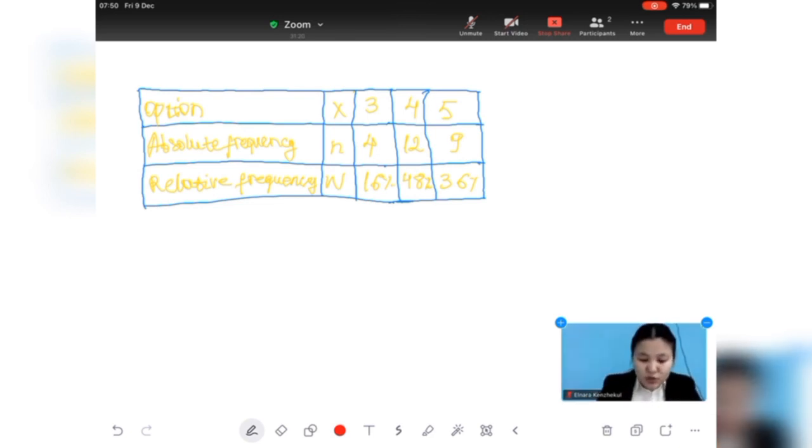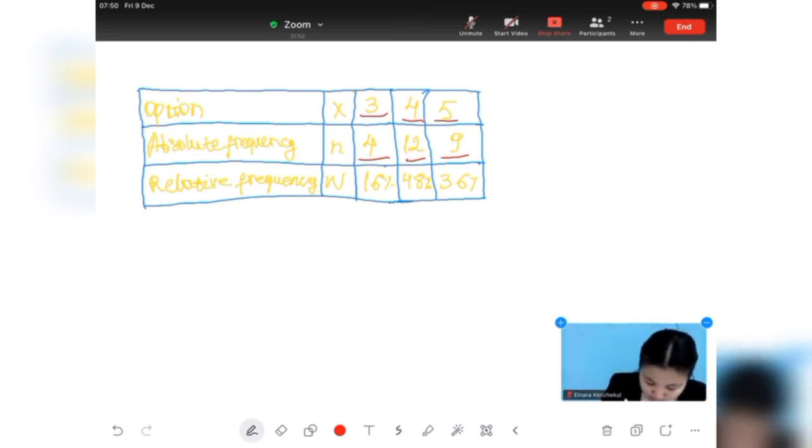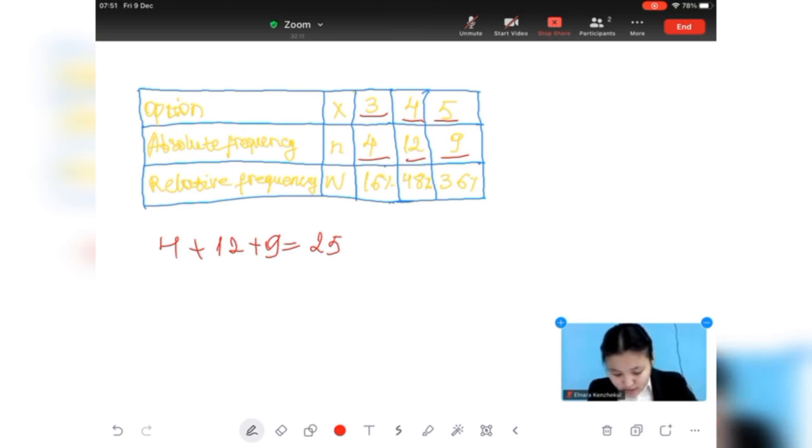Here is a table obtained from the observation of students of the class. Information about grades is provided, and the frequency of the variant is that 3 students got 3, 12 students received 4, 9 students received 5, and there are 25 students in the class.